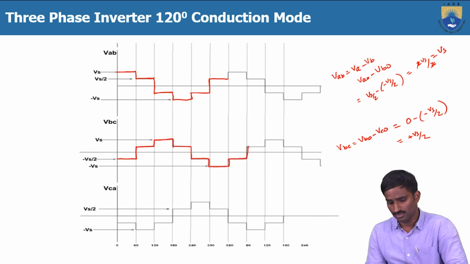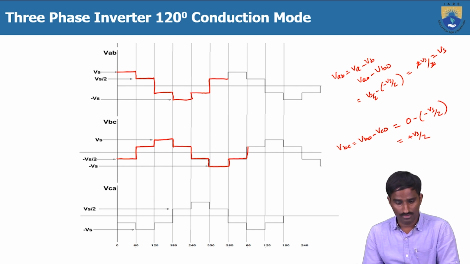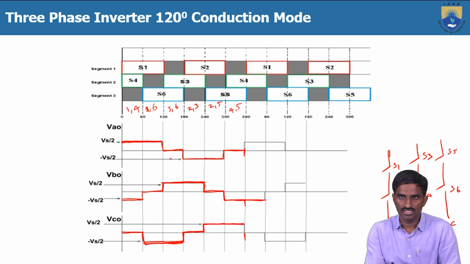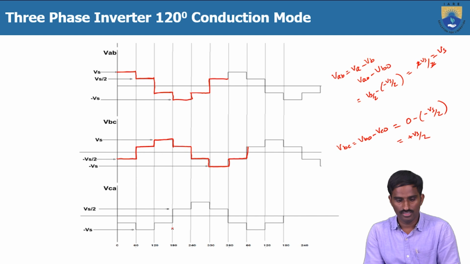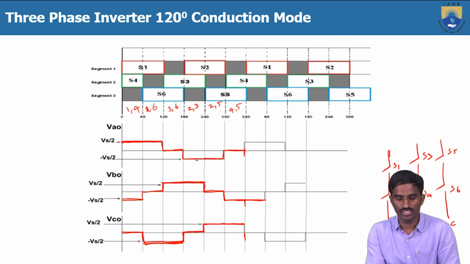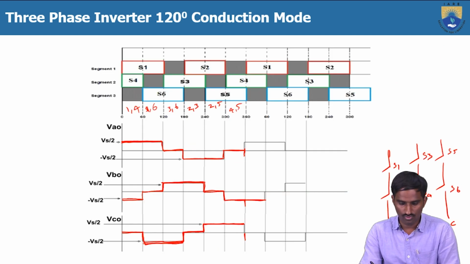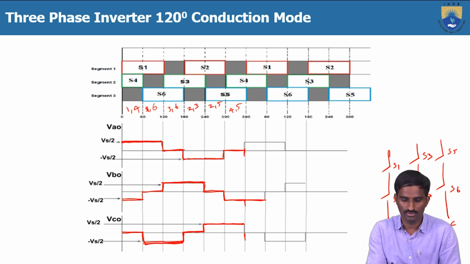But as you can see here, the difference between the line voltages and phase voltages. Here the line voltage is a single step waveform, a stepped waveform. And here the phase voltages are a stepped waveform, and here the line voltages are also a stepped waveform. But here the phase voltages are a single step voltage waveform because 0 and Vs by 2.